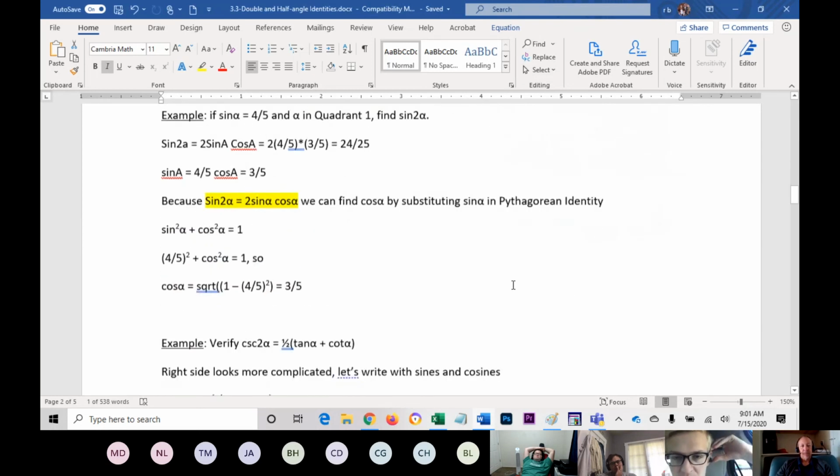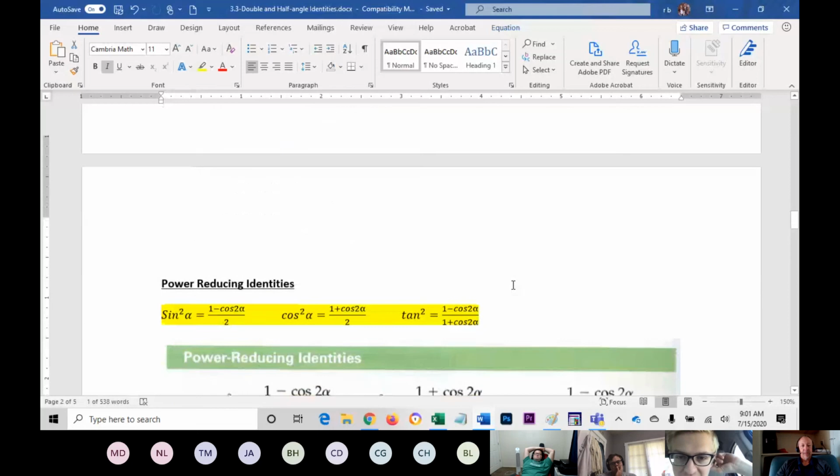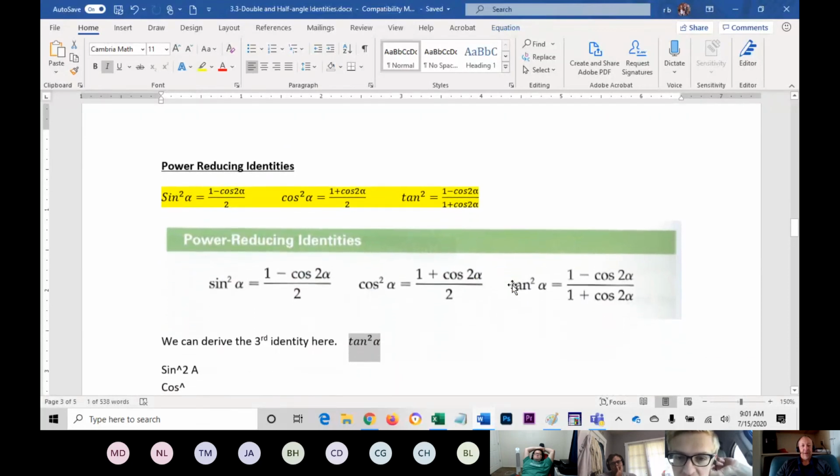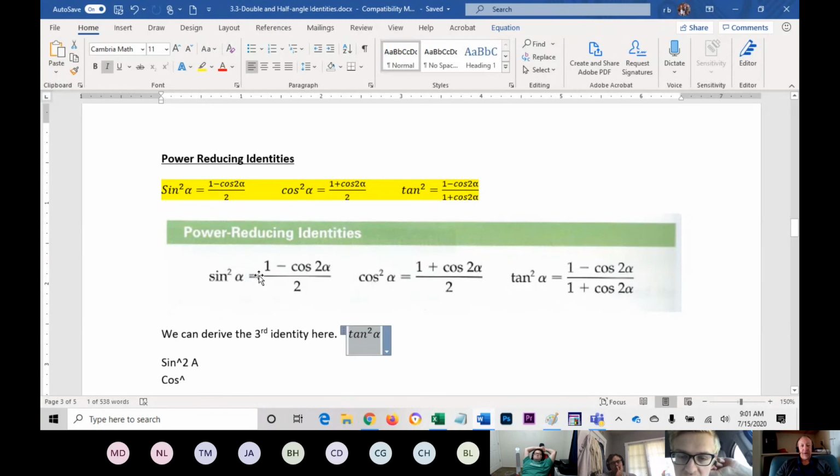I mean, the power reducing identities look a lot more like you could use them at least. Yeah, they actually would be much better, wouldn't they? Okay, so let's use these. They're going to be a lot easier for this one.